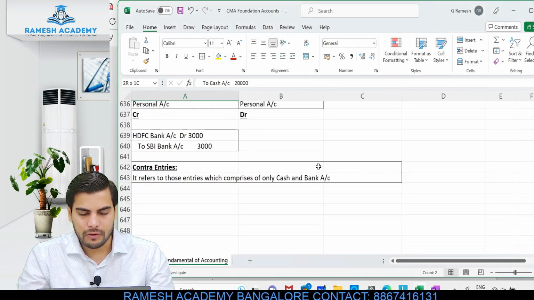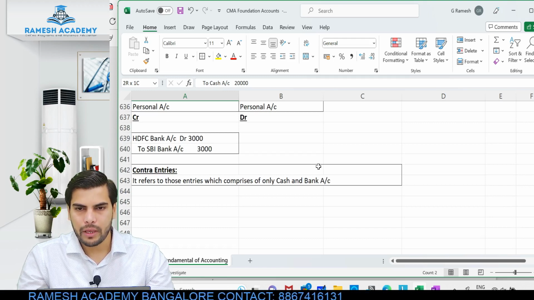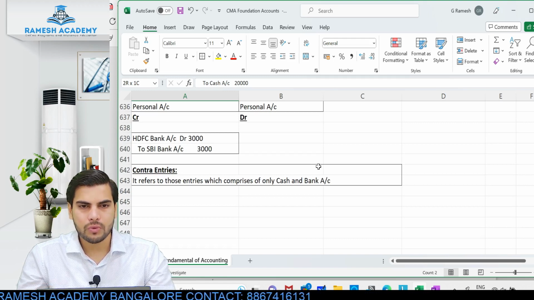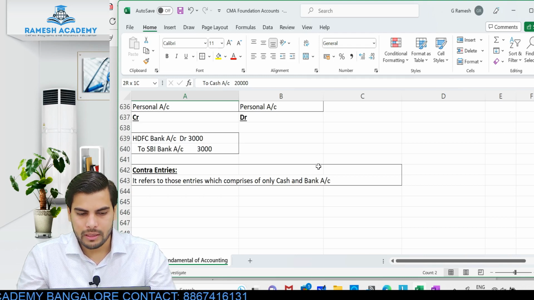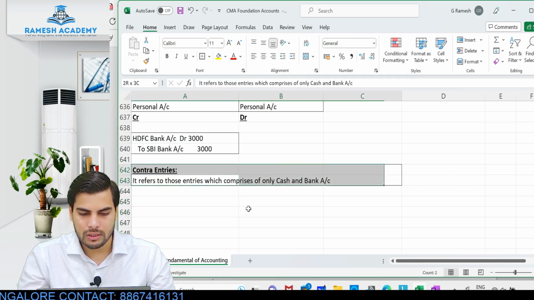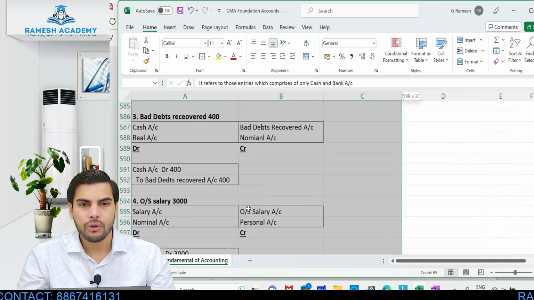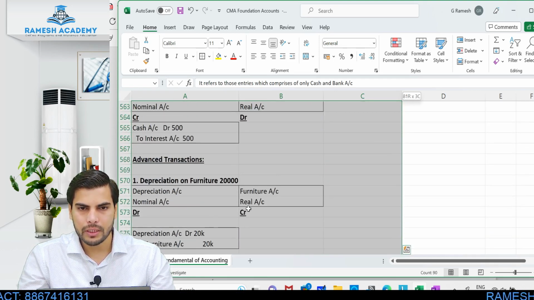Any doubt, any confusion so far? Clear? Okay, so we'll stop over here. A few more journal entries are left over, which we'll be discussing in the next class. By the time we start the next class, I want you guys to go through these journal entries. Try to recall, and make sure that you remember all these journal entries.